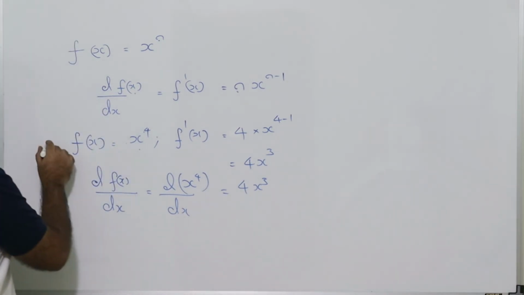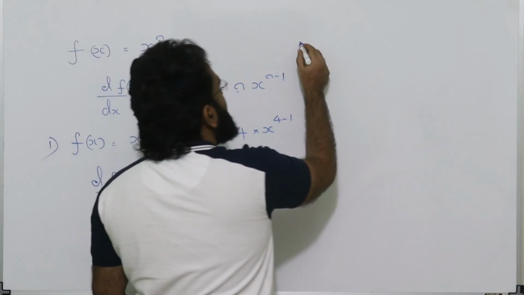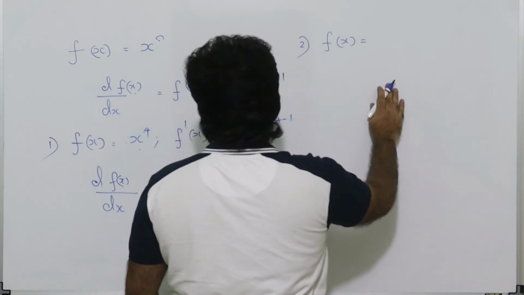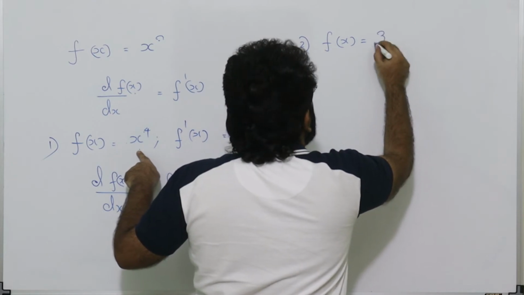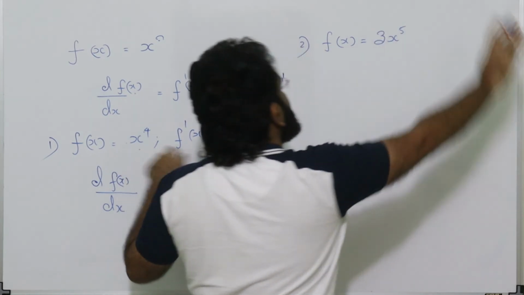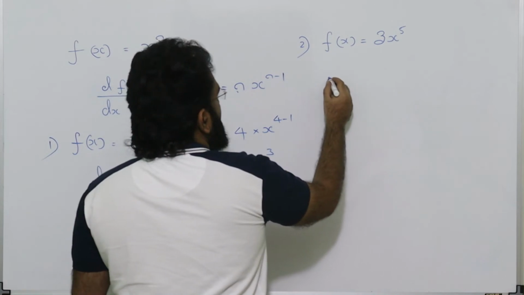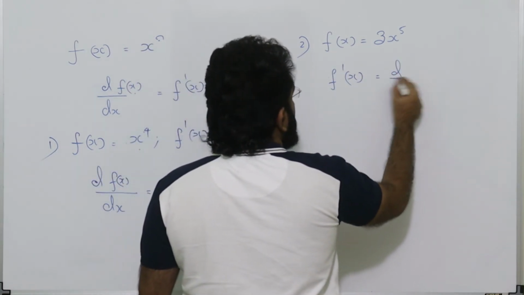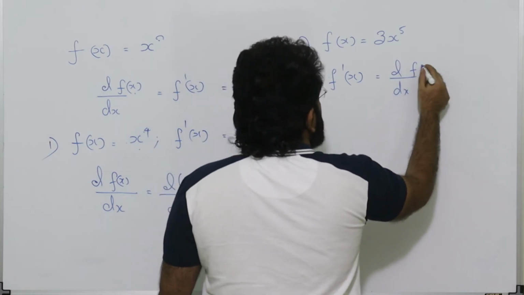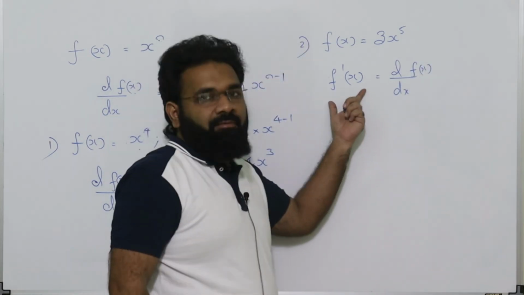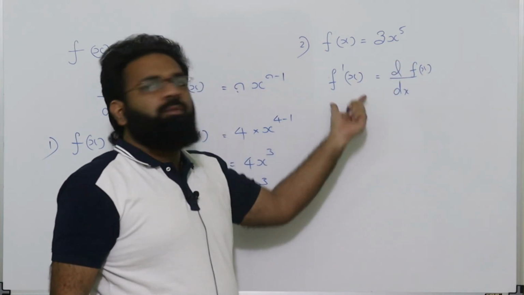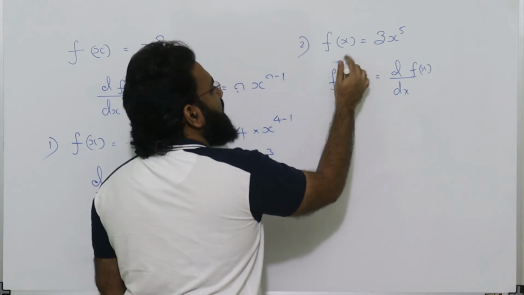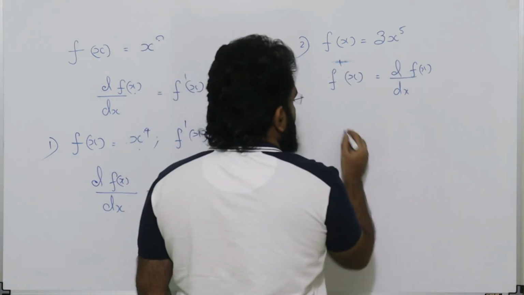Suppose, this is one example. Suppose we get f of x is equal to 3x raised to 5. Then what is f dash of x? F dash of x means what actually? d by dx of f of x. For easy purpose, for writing fast, instead of writing all this, we put just f dash of x. Sometimes we call them f dot of x also. Okay, everything is fine. F dash of x is nothing but differentiation of f of x.